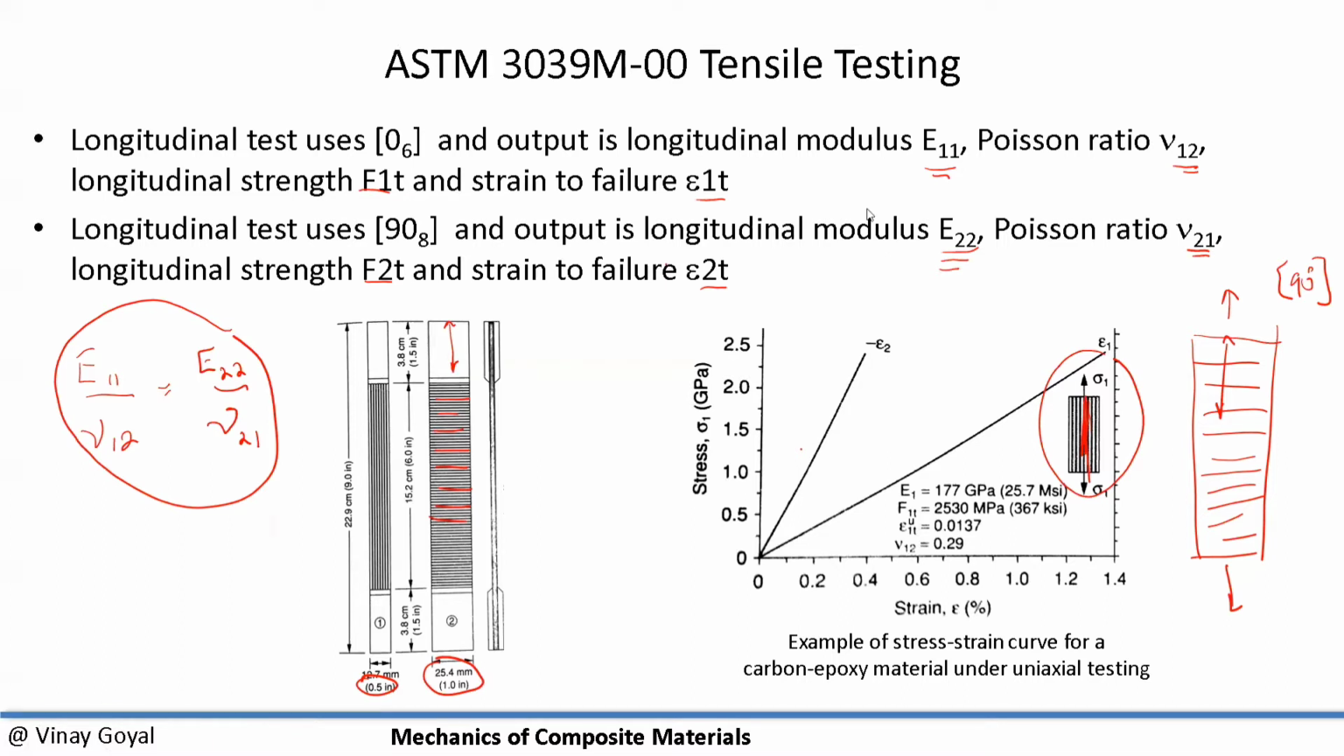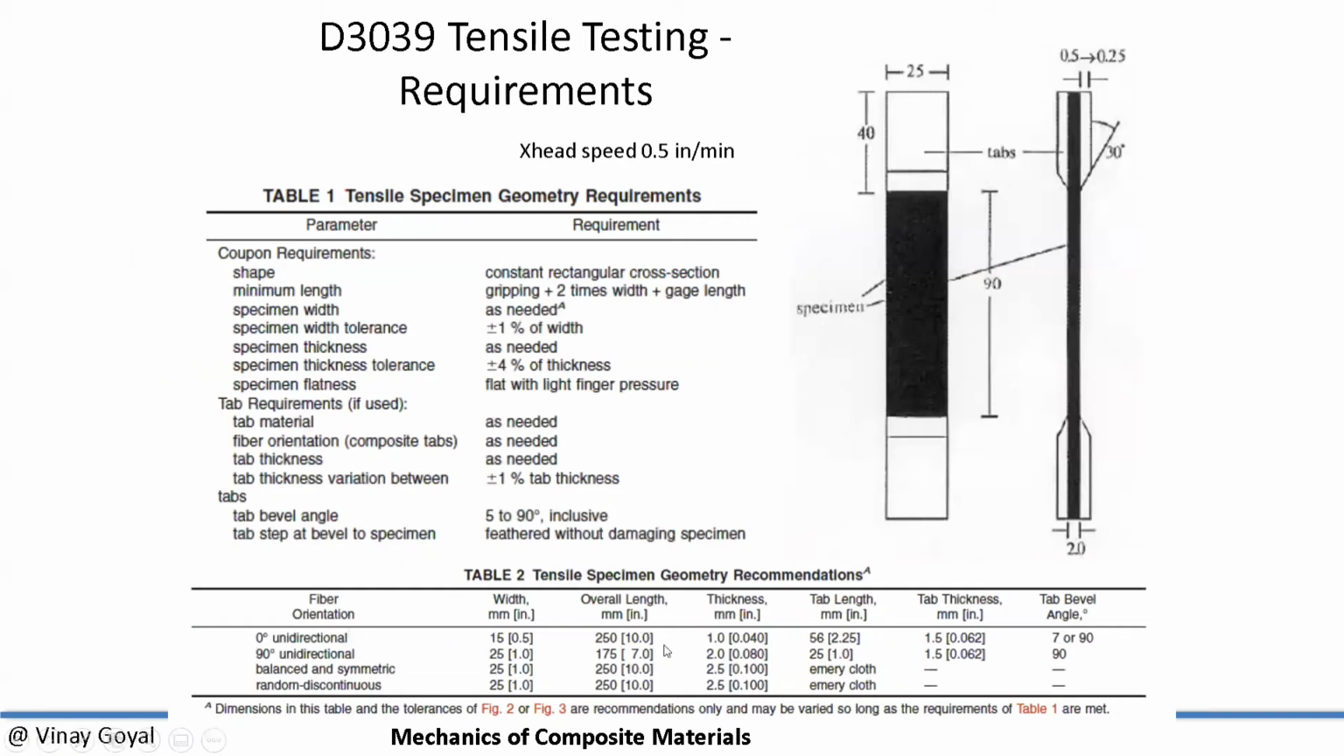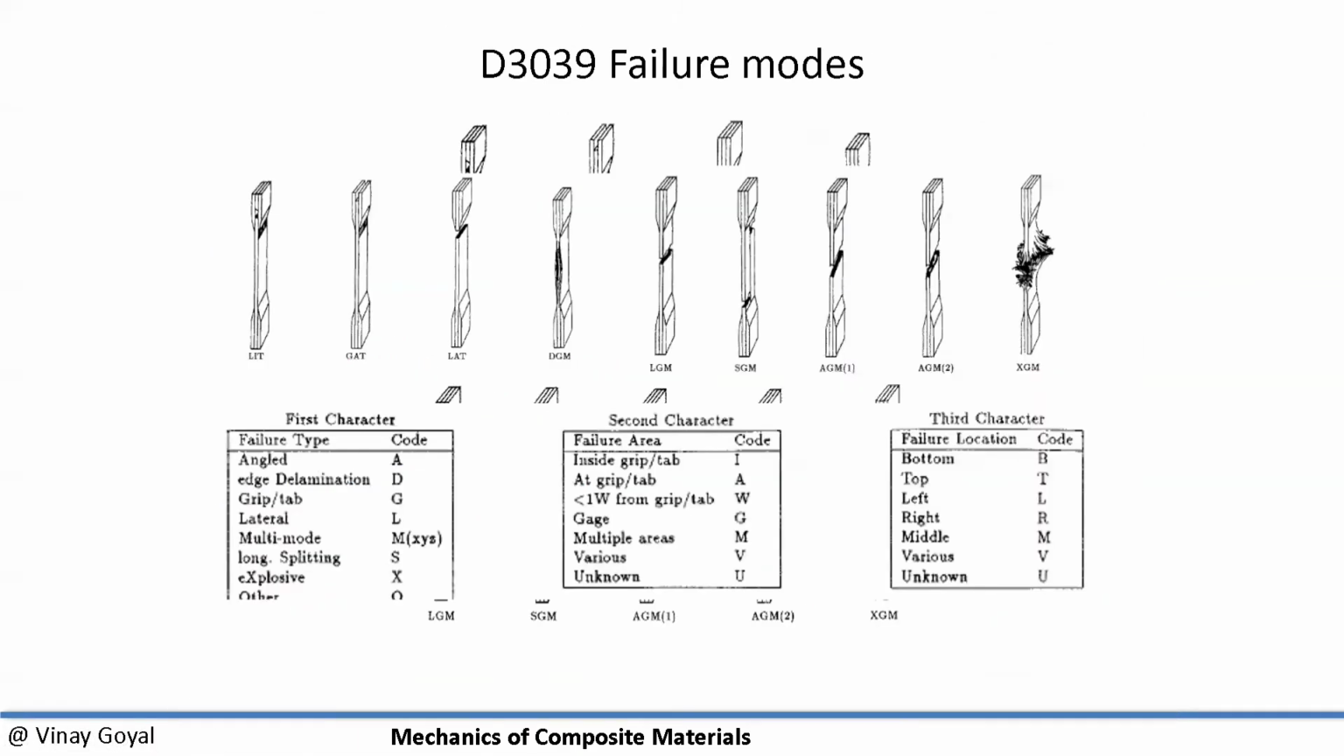So what we have here is the ability to use this table right here to determine specimen configuration. So we discussed tab length, tab thickness, and then we can look at the tab bevel angle. Those are the kinds of things they're going to specify. We also have tensile specimen geometry requirements. You have coupon requirements, and then you have tab requirements. And they explain a lot of things here through this process.